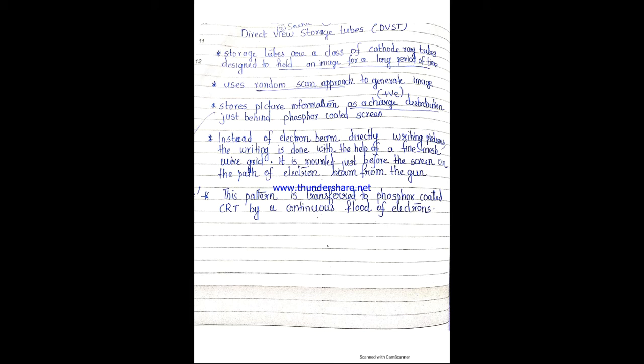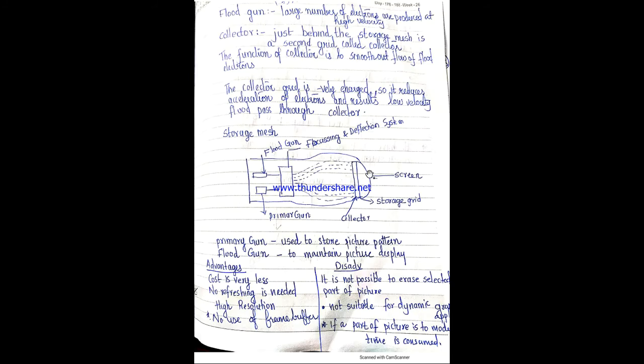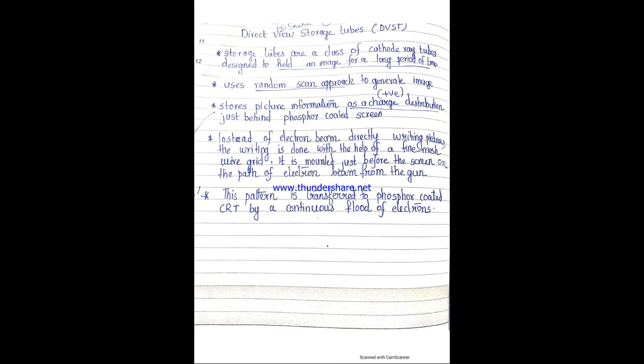Here, the picture information is stored as a charge distribution, mainly a positive charge distribution, just behind the phosphor coated screen. This is the phosphor coated screen, and just behind it there is a storage grid. In this storage grid, we are storing the picture information. So it stores the picture information as a charge distribution just behind the phosphor coated screen.